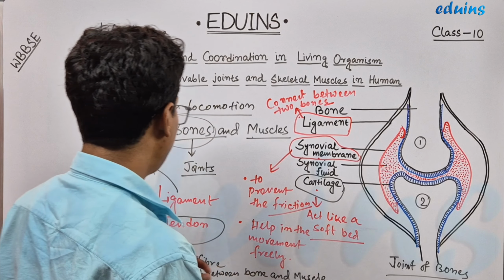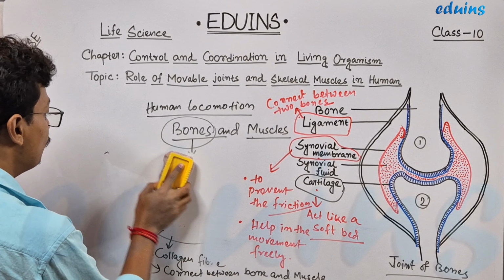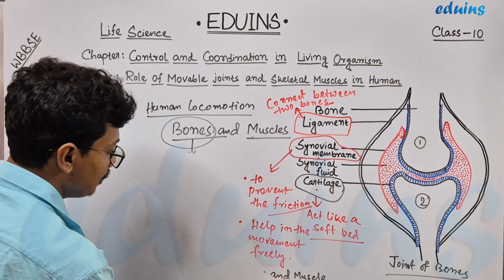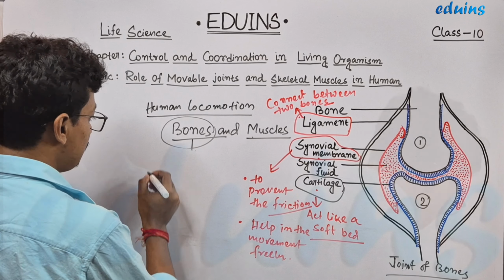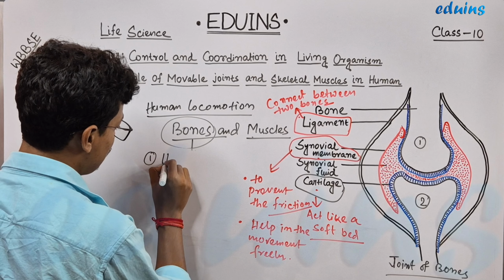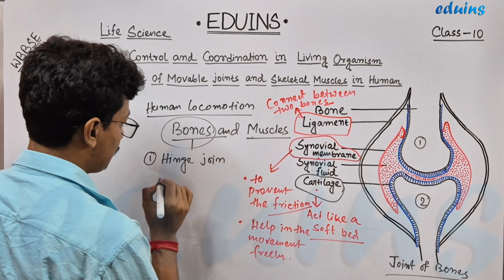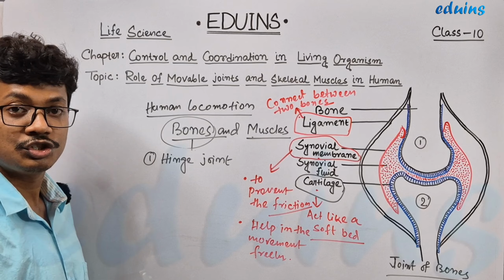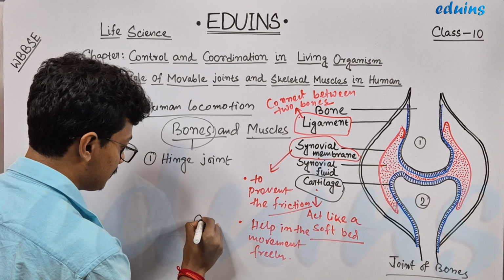Also, the types of joints which actually help in movement or locomotion in the human body. What are the main joints? The first one is the hinge joint. What is the hinge joint? Hinge joint looks like this.